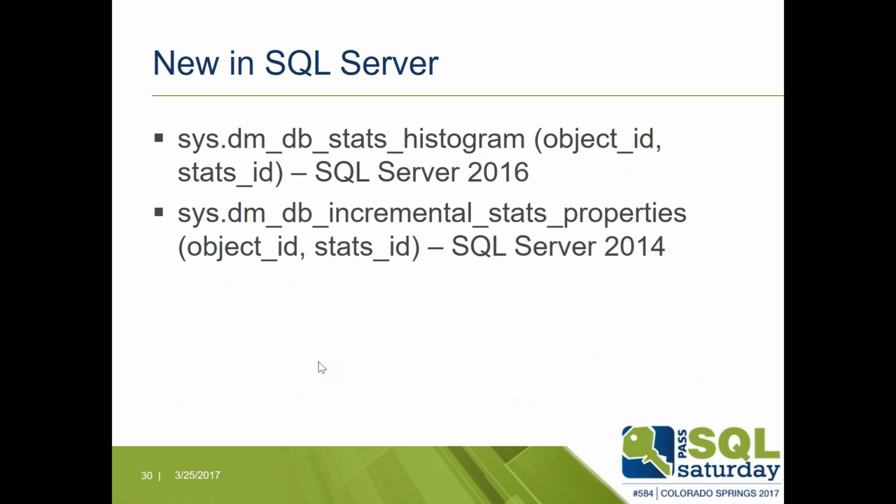There are 2 new DMVs introduced in SQL Server 2014, also 2016. You can use sys.dm_db_stats_histogram, which is similar to the DBCC SHOW_STATISTICS command, to get the same information. But the interesting thing is you can join this DMV, actually it's a dynamic management function, with other DMVs to do a lot of queries. And incremental stats properties was introduced in 2014. It's a new DMV. You can take a look at that too.